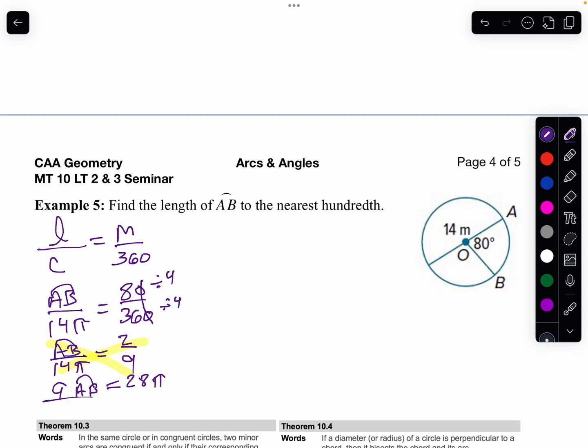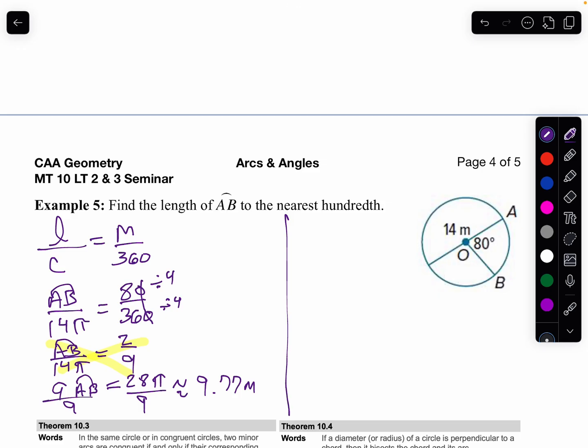So I'll divide both sides by 9. I'll get 28 pi divided by 9. And it says round to the nearest hundredth. I'll use my pi key here. So I'll take 28 pi divided by 9. Rounded to the nearest hundredth, I get 9.77. And that would be meters. That's one way to do it, do it as a proportion.